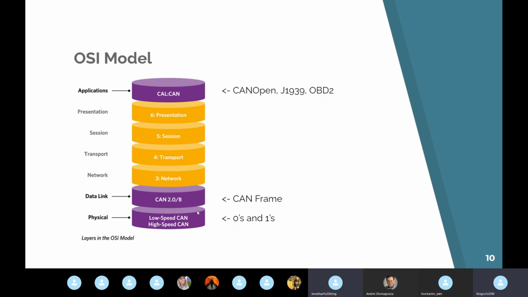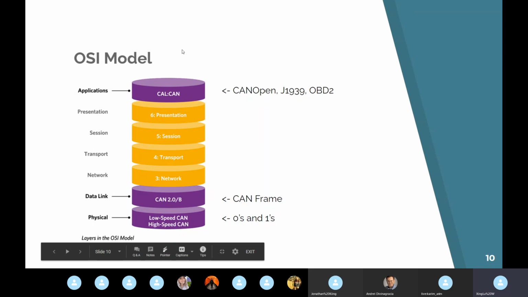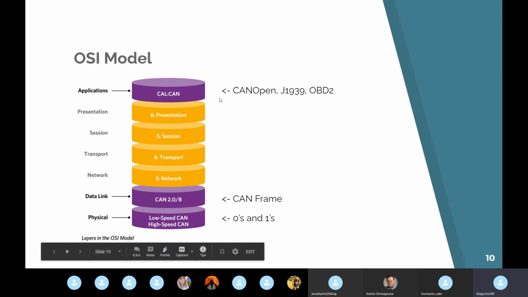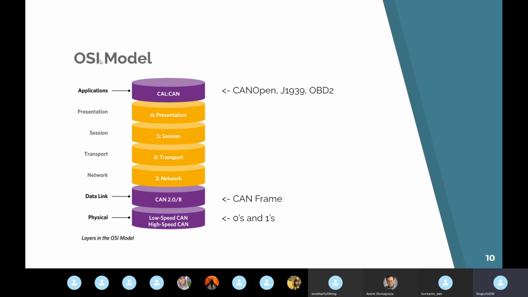Why do we only care about those 3 layers? Oh, that's just how CAN works. CAN only exists on these 3. It doesn't follow the traditional internet model. The internet model will use all 7, because some people say that for CAN, the application layer takes care of these 5 layers. So it's kind of all one.